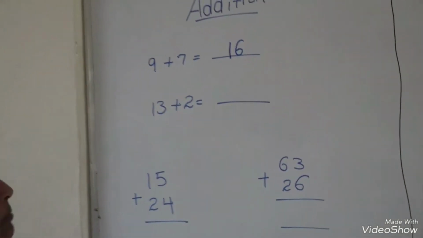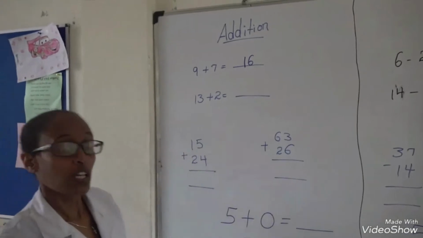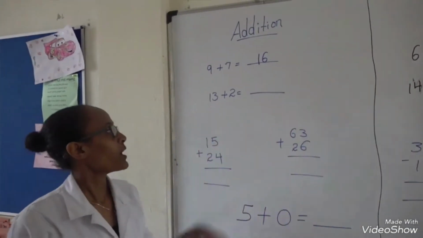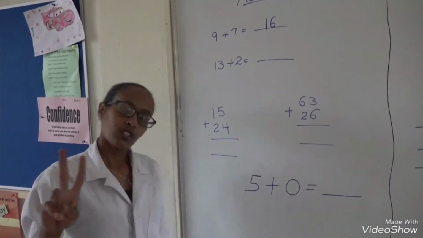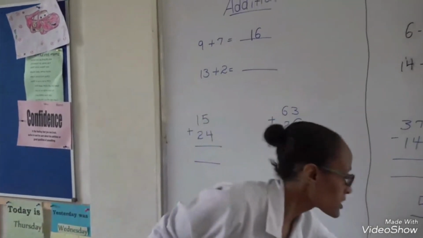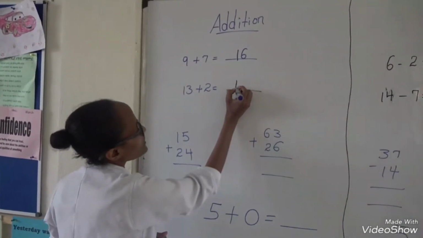It's okay if the number is big because you're going to put it in your mind. 13 in my mind, 2 in my fingers. 13, 14, 15. The answer is 15.